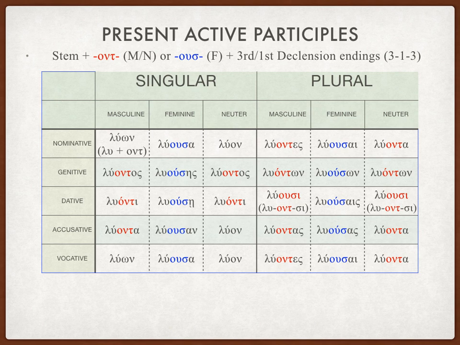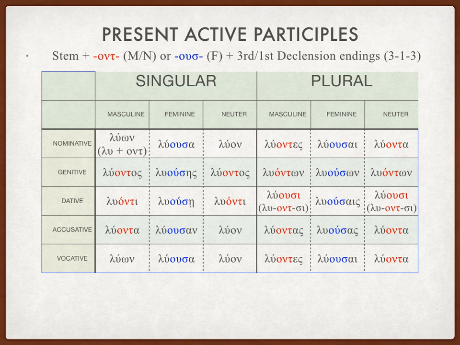So I've finished my chart in the singular for those three genders. So let me go through them one at a time by gender, by column. So in the masculine column, we'll start with luon. No way to predict that form. You just have to know that all present active participles are typically going to end in on, omega nu, loosening, genitive luontos, dative luonti, accusative luonta, and vocative is always the same as the nominative, luon, o, loosening, so-and-so.